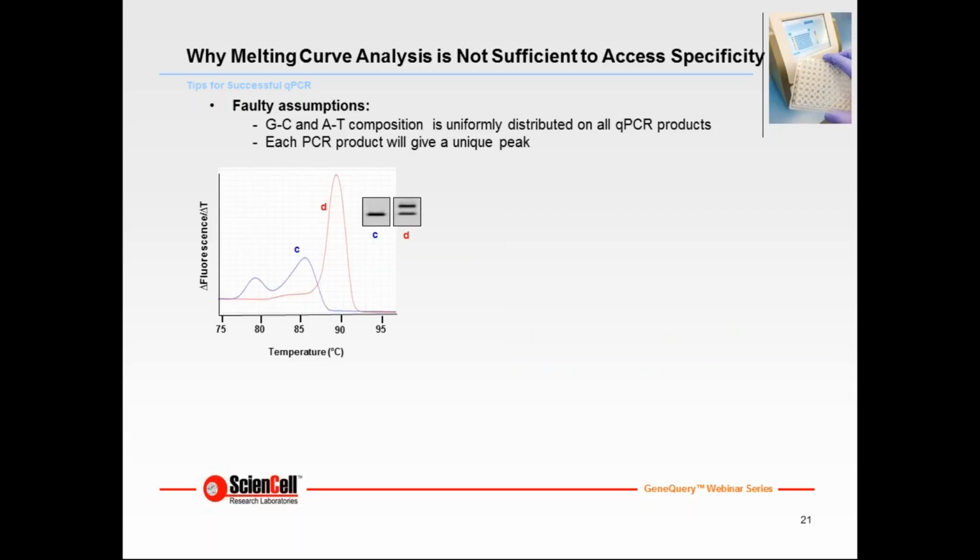This principle is based on a faulty assumption that the qPCR product is relatively uniform in GC and AT composition. While it holds for most situations, false negatives can happen when the AT and GC bonds are not uniformly distributed, as we show in scenario C, in which this qPCR product contains a GC-rich region and an AT-rich region.